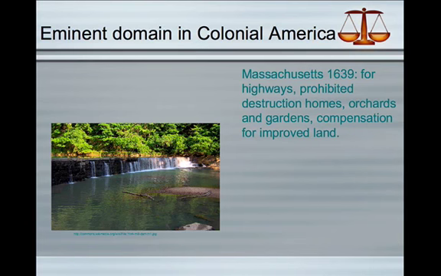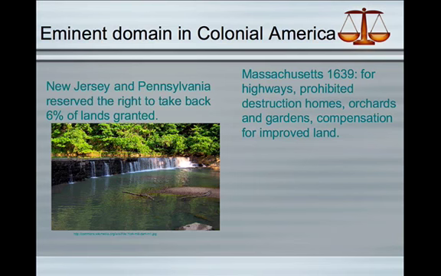Eminent domain in colonial America. Massachusetts passed the first law in 1639 for highways and specifically prohibited destruction of homes, orchards, and gardens. And it offered compensation only for improved land. So, say a field or something. Ideas on land ownership were a little bit different back then. Basically, if you didn't do anything to improve the land, the idea is that land really isn't yours, so they don't really owe you anything for it.